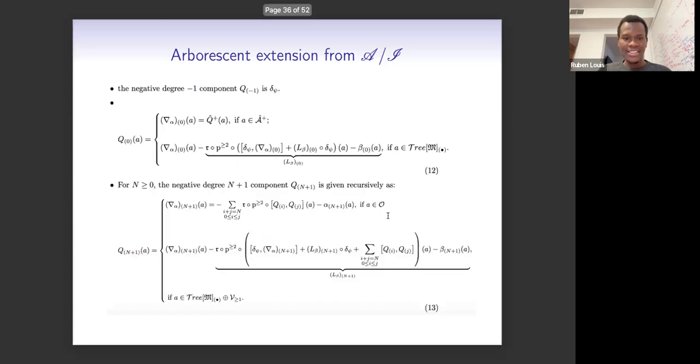And more precisely, this is a screenshot of our paper because it was hard to write this directly in Beamer. So the negative degree one, and the notation is slightly different here because this A is my E here. The negative degree component of Q is delta, exactly the Koszul-Tate resolution.